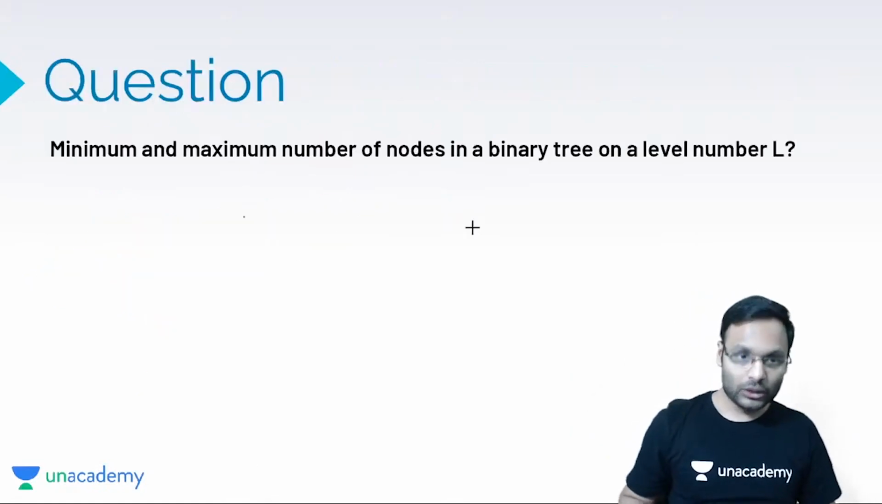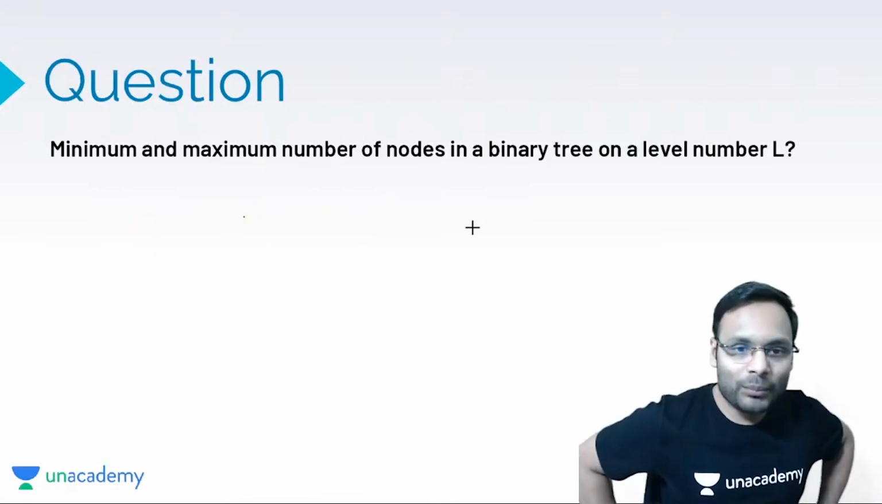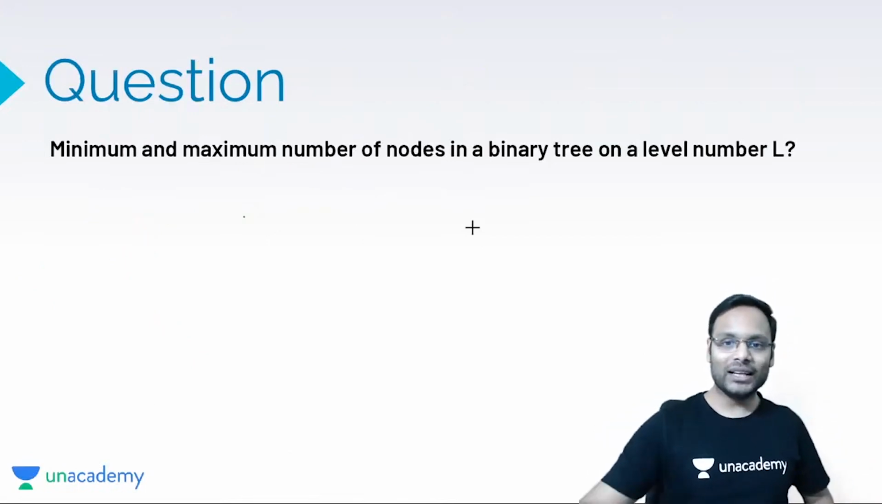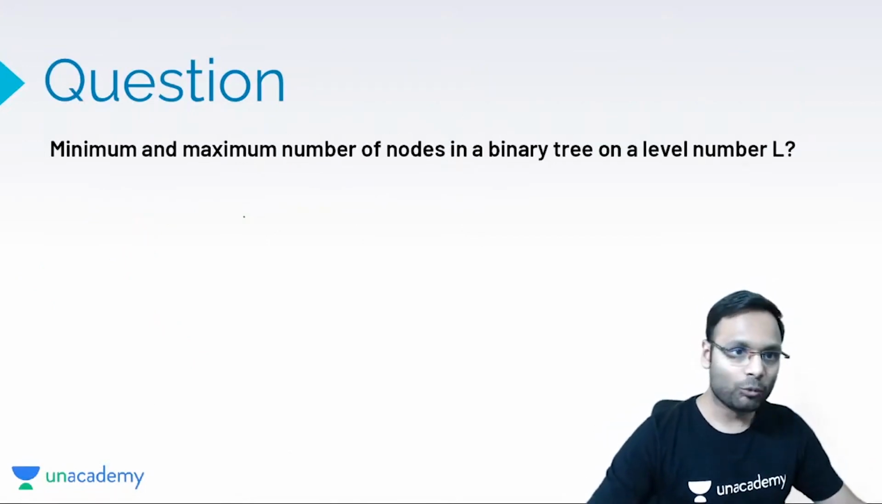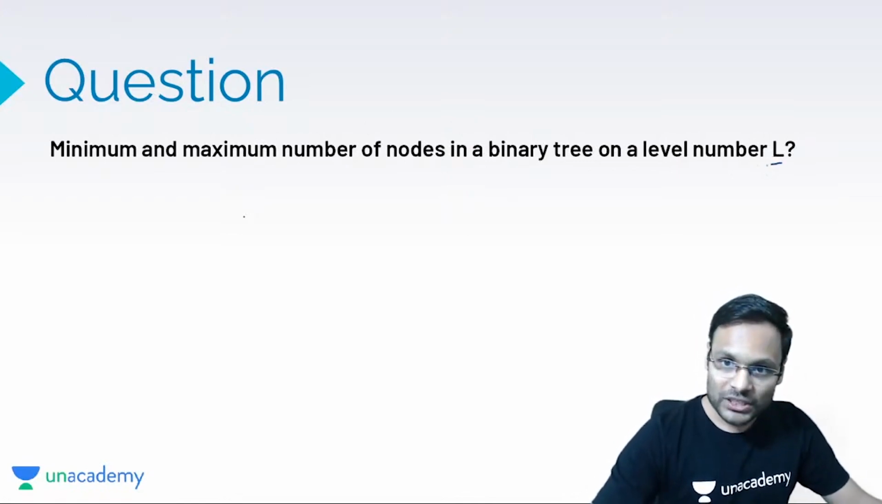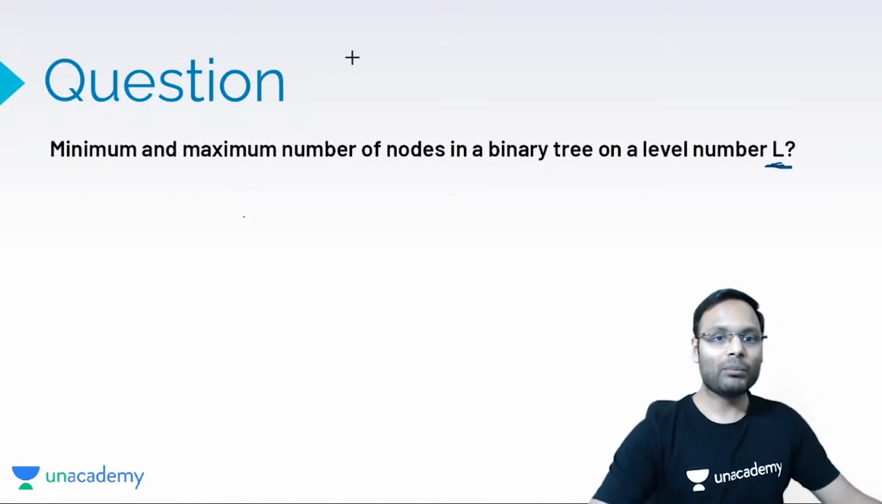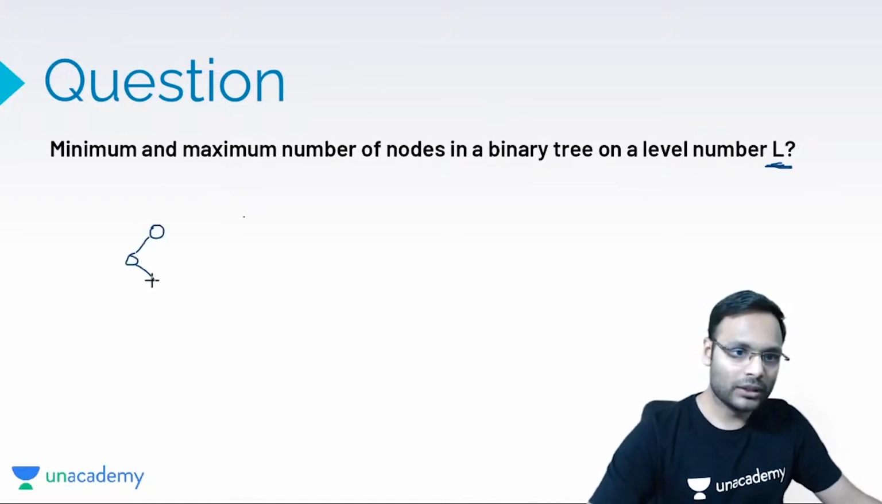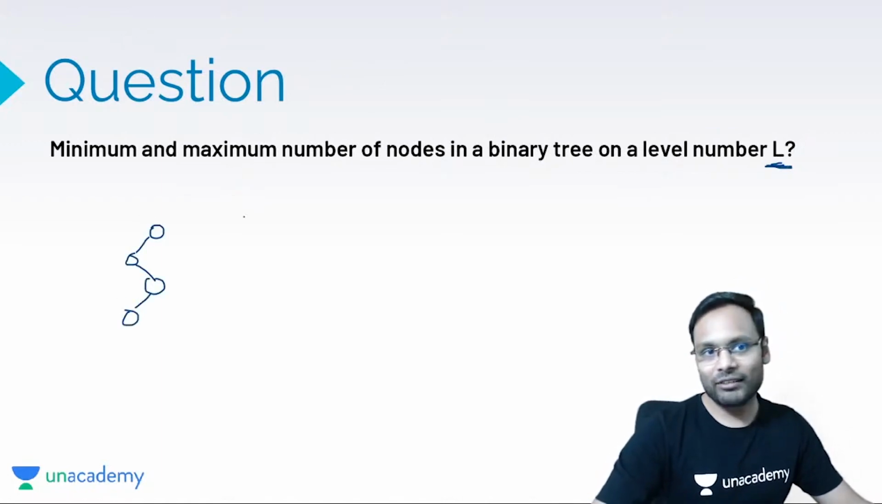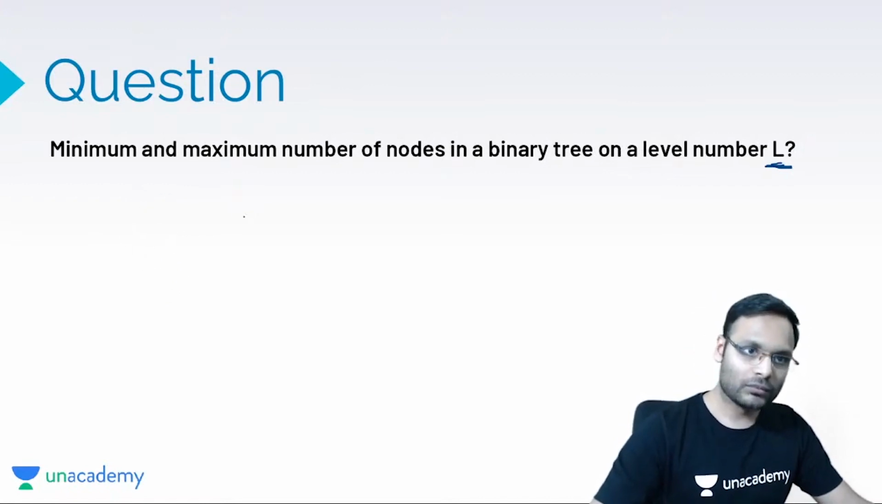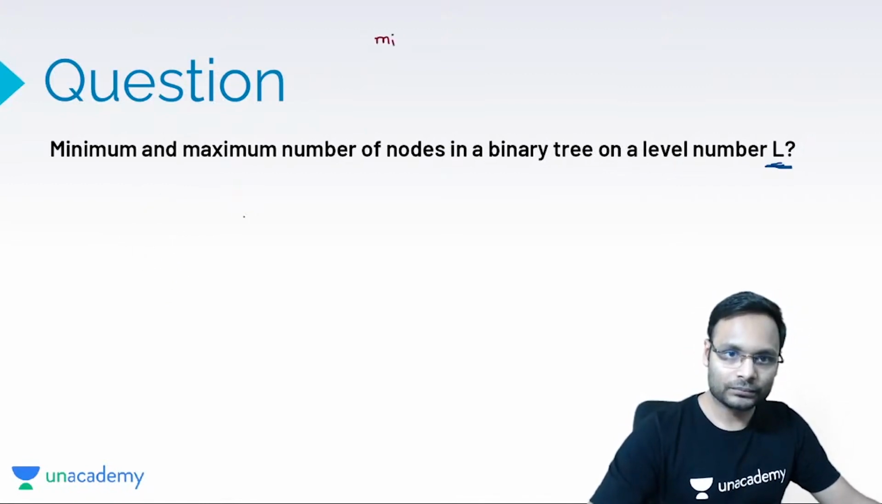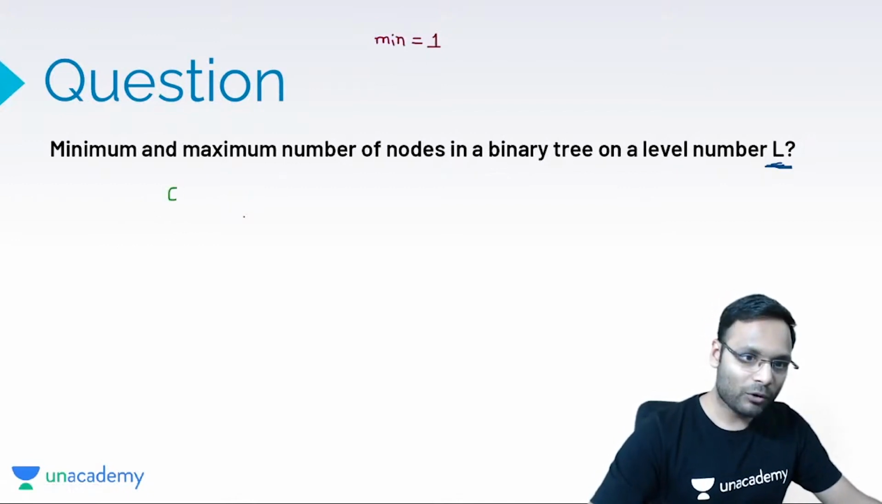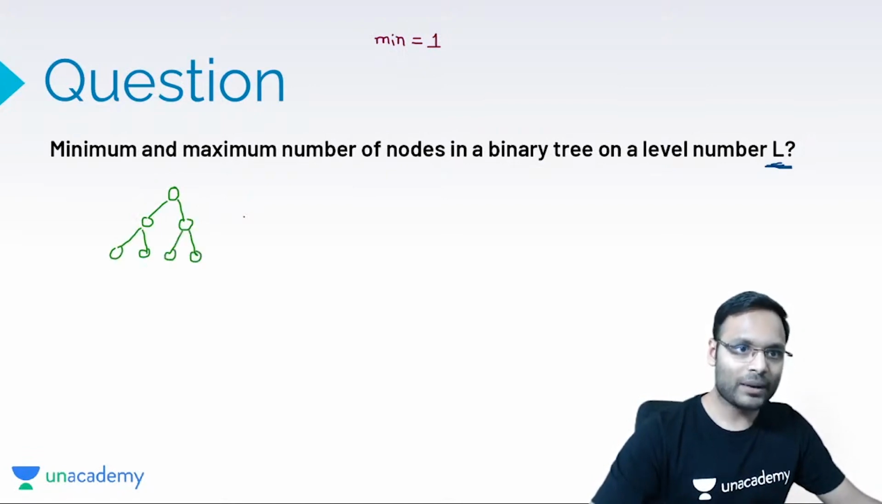Got it? Minimum and maximum number of nodes in a binary tree on a level number L. On any level numbered L, the minimum number of nodes can be 1. How? If you have a tree like this, any level can have a single node. So minimum is 1. Maximum. How many maximum nodes are there on a level number L? Let's say this is the maximum tree.